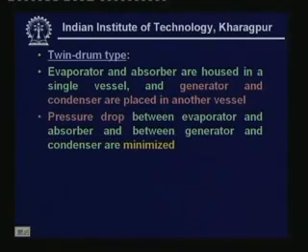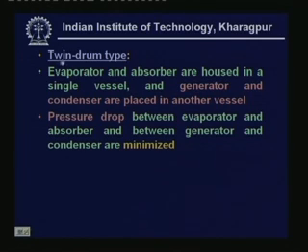This is possible because evaporator and absorber operate at almost the same pressure. Similarly, the generator and condenser operate at the same pressure. Since the pressure levels are the same, you can club both the components and put both of them in a single vessel. So one vessel for the low pressure side, one vessel for the high pressure side. Ultimately you have only two drums. From the outside you will find two big drums. And pressure drop between evaporator and absorber and between generator and condenser are minimized by this kind of an arrangement.